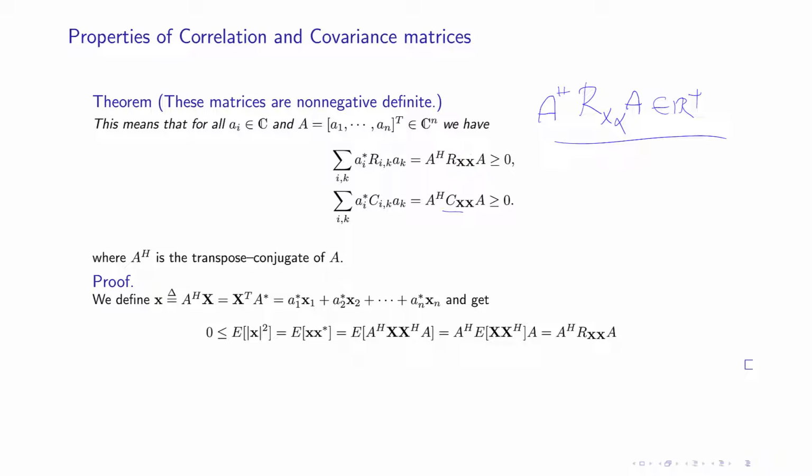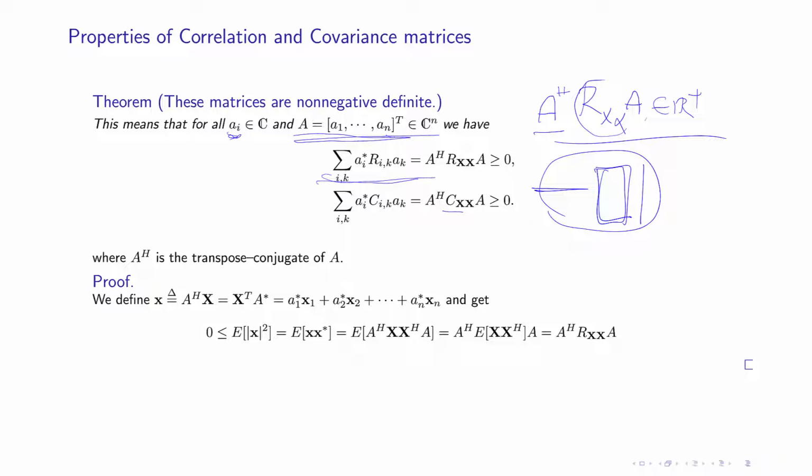In other words, this becomes a row vector, this becomes n by n, and this is a column, so the result will become a scalar. It could be a complex number and so on. If you write it out, you will get this summation. It means that for all A_i's complex numbers, that is, any arbitrary complex vector of size n, if you put it in this equation, the result is a real, non-negative number. Doesn't matter either for a correlation matrix or for a covariance matrix.